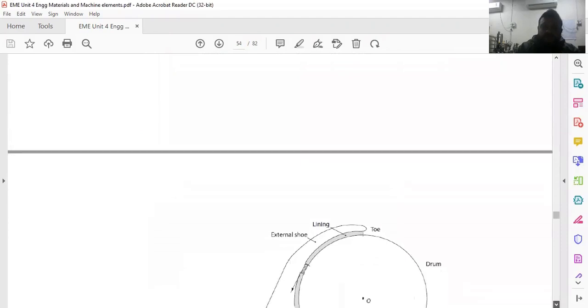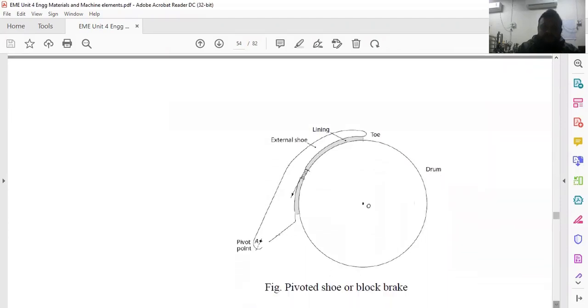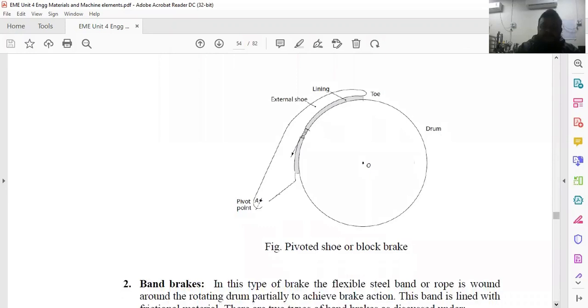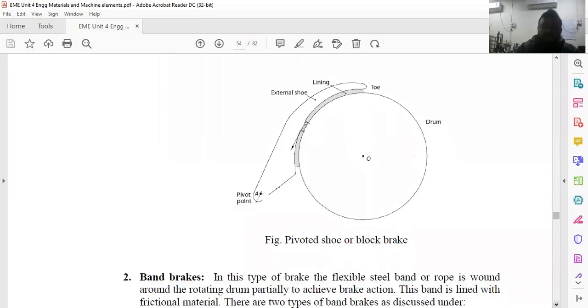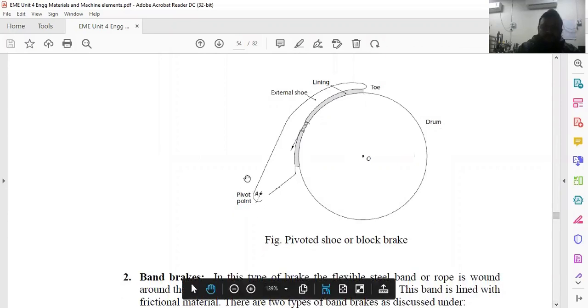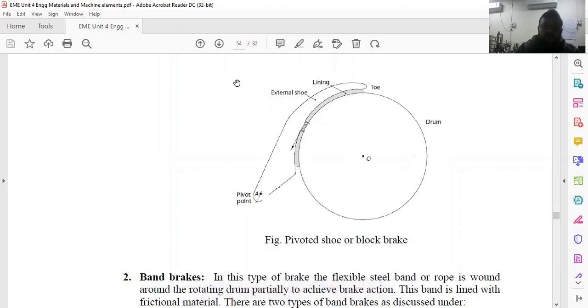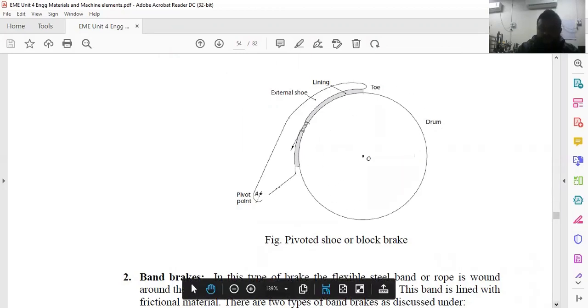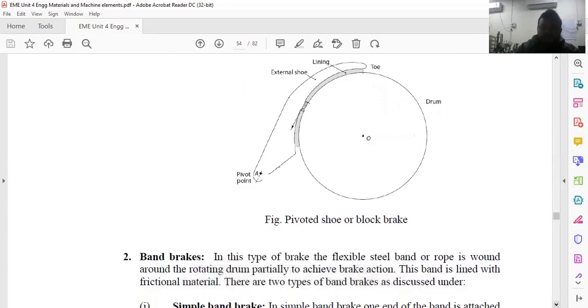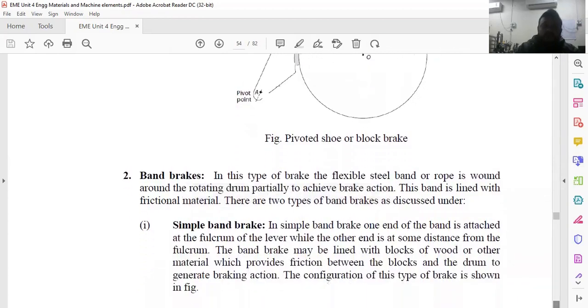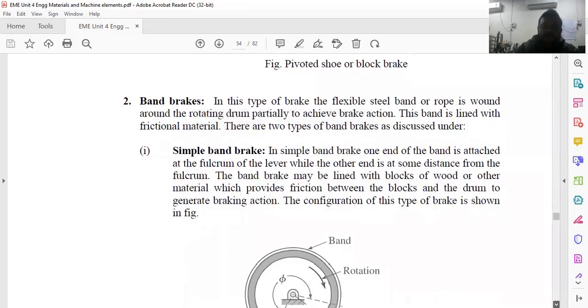And you can see here the kind of pivot. It is at an angle, not straight, but some kind of pivot is there. Here you can see the pivot point. With reference to that point, this lining, this brake lever will move up and down and be directly in contact with the rotating drum or wheel. So this is a kind of block brake where we are using different kinds of blocks. Instead of blocks, we also use bands. Bands are a kind of thread. So here you can see the thread is used.